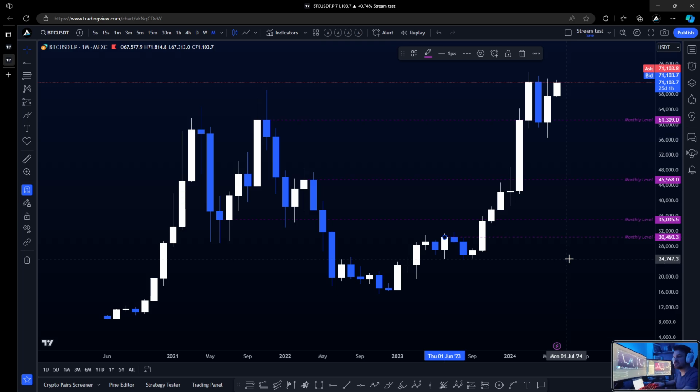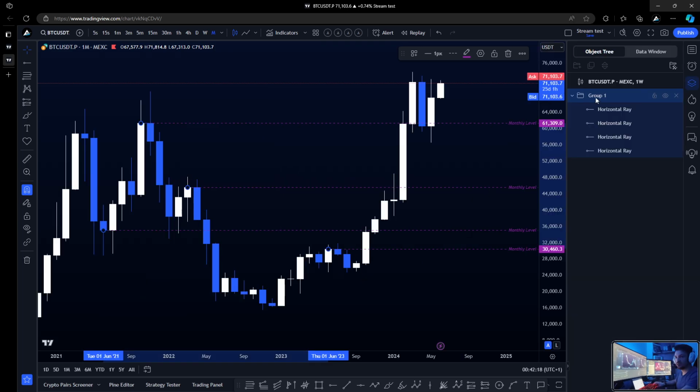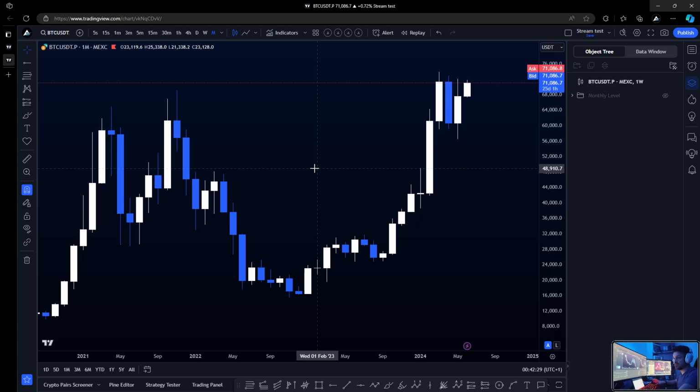So after doing this, put them in a folder, because if you don't create folders, everything will be super messy when you look at the object tree and you want to hide stuff, because it's going to be important to hide stuff as you go. So after doing this, I'll keep them on for now. After doing this, I change to the weekly, and essentially we do the same thing again.